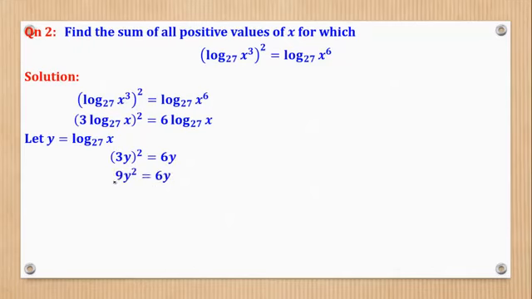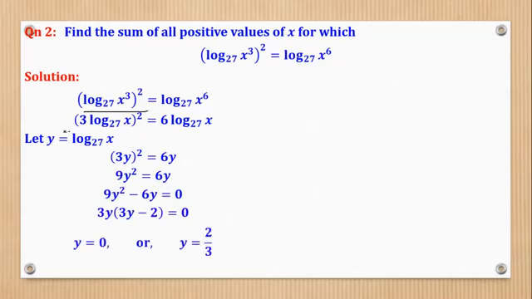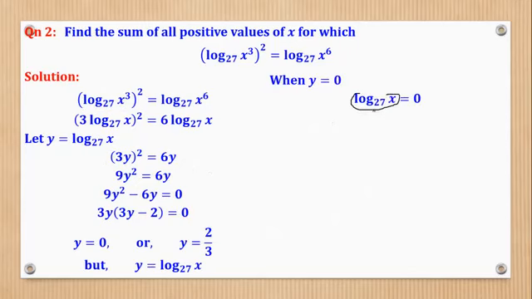Open this bracket, becomes 9y squared. Put everything on one side and factorize. Then you'll get the two values of y. But remember the question had x, so you have to remember that y is equal to this. So when y is 0, it implies that the whole of this is equal to 0. Then to eliminate the logarithm, this to power this is equal to x. So x is 27 to the power 0, which is 1.